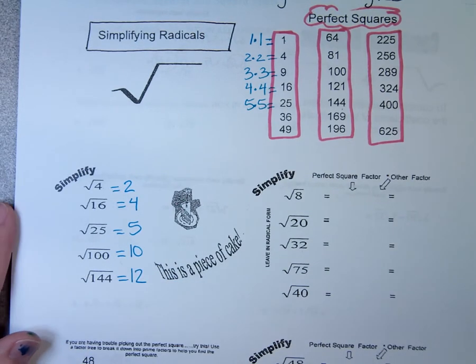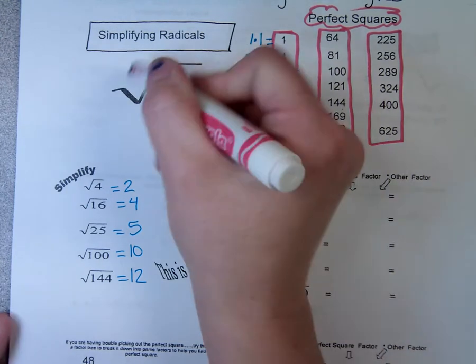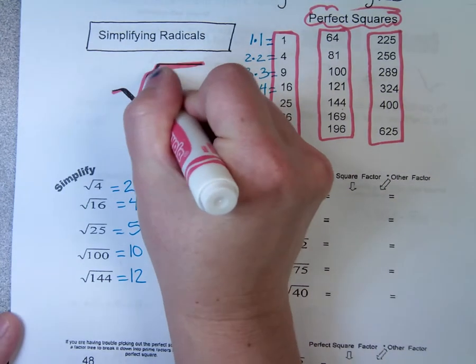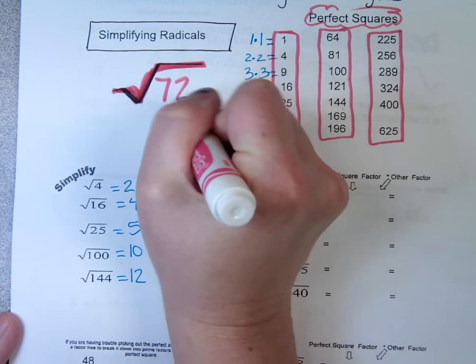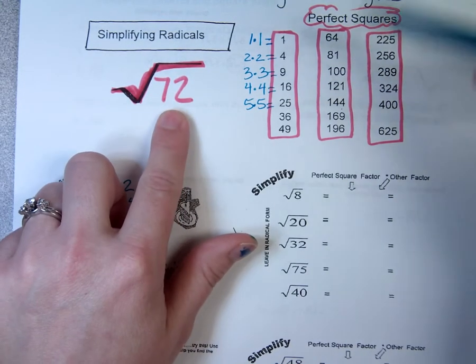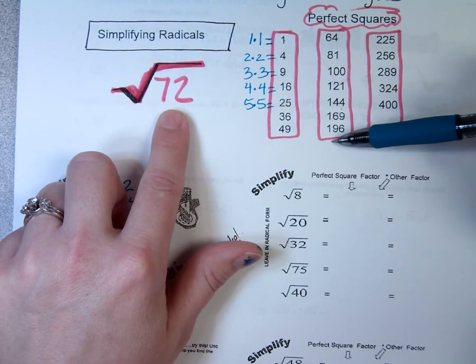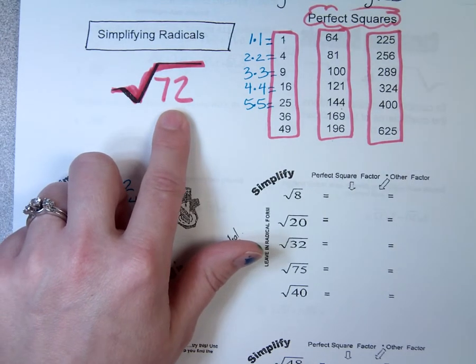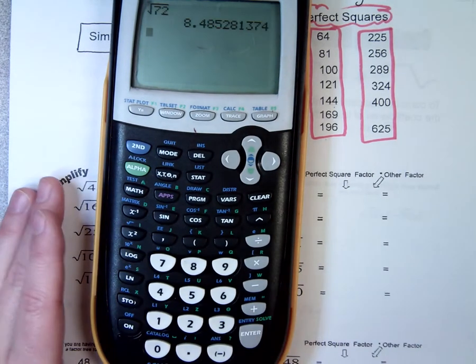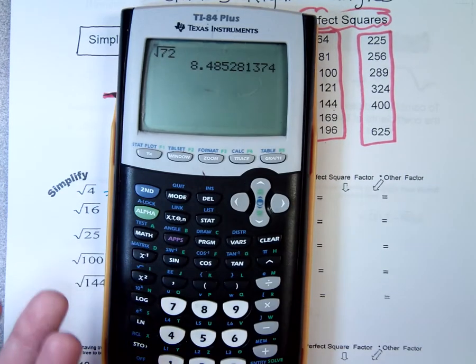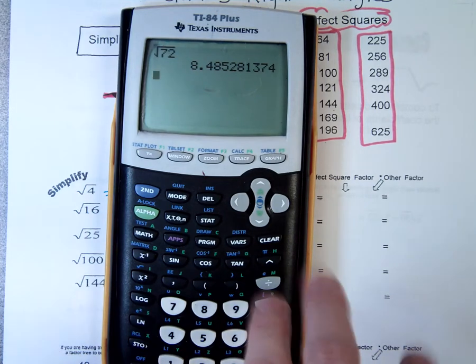But what if they're not? So the first one I want to do, I'm just going to write up here. I'm going to put in a 72. So the square root of 72. Is 72 in this list of perfect squares? So that means it doesn't come out pretty. Let's just say you didn't know that. So you put the square root of 72 in your calculator. If you get a decimal, that means it doesn't come out pretty. But today I don't want decimal answers.